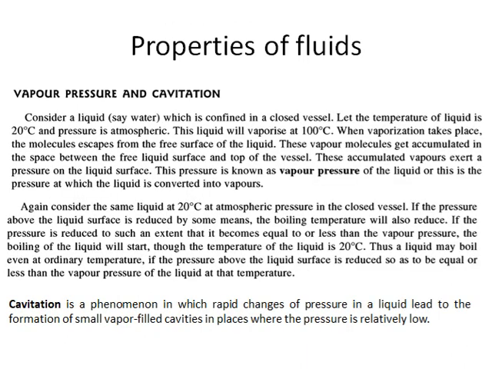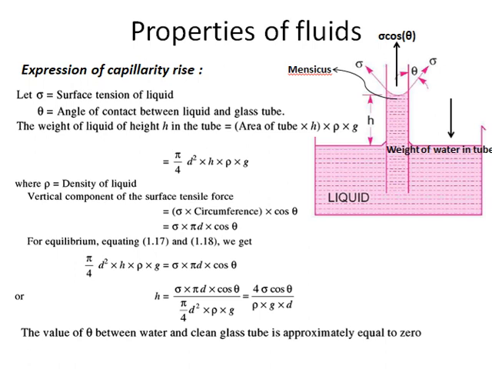Now the next property is vapor pressure and cavitation. Let's try to understand vapor pressure first. If we need to define vapor pressure, it is basically the pressure exerted by the air on the free surface of the liquid. Whatever pressure is applied by the air or the gas above the free surface is called vapor pressure. Let's say this is the free surface; the pressure due to the force exerted by the air or neighboring gas on this free surface is called vapor pressure.